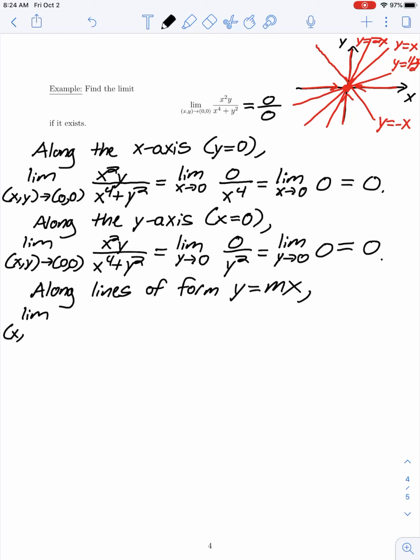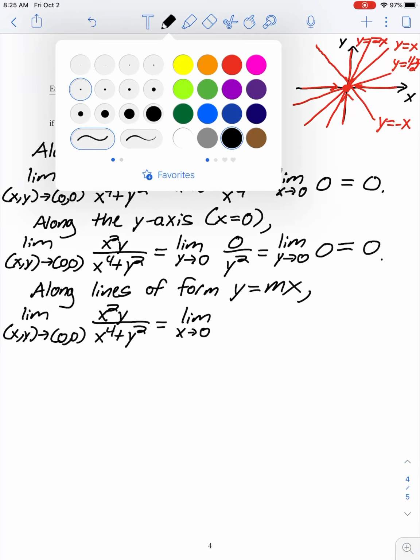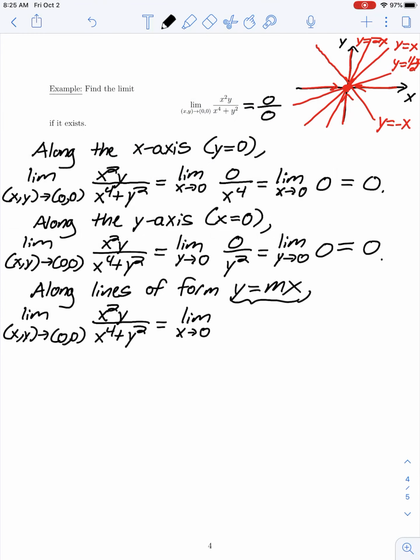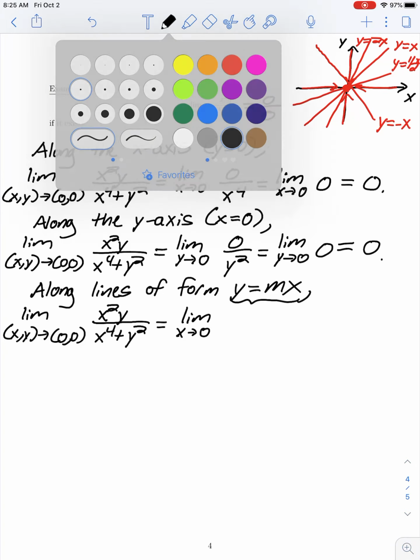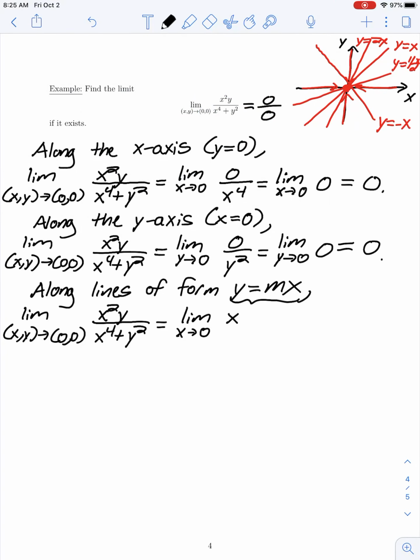So we would have here the limit as (x, y) approaches the origin would be given by the limit of a single variable function, let's say as x approaches 0. Since when I'm considering points on these lines, something of the form y equals mx, if I substitute mx in place of y for my function, I'm left with something only in terms of x.